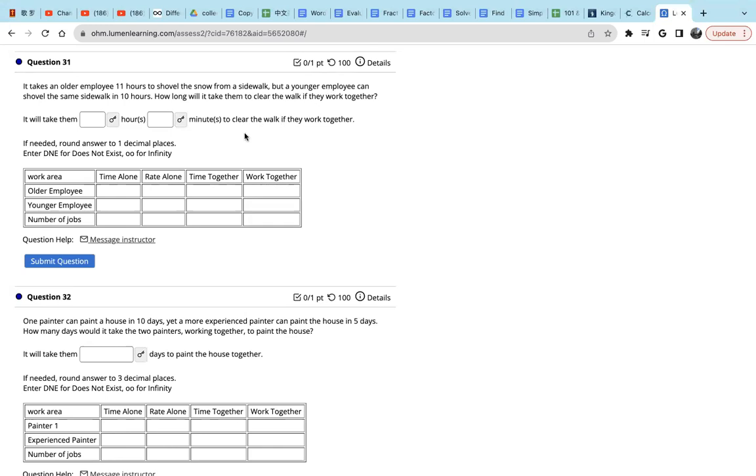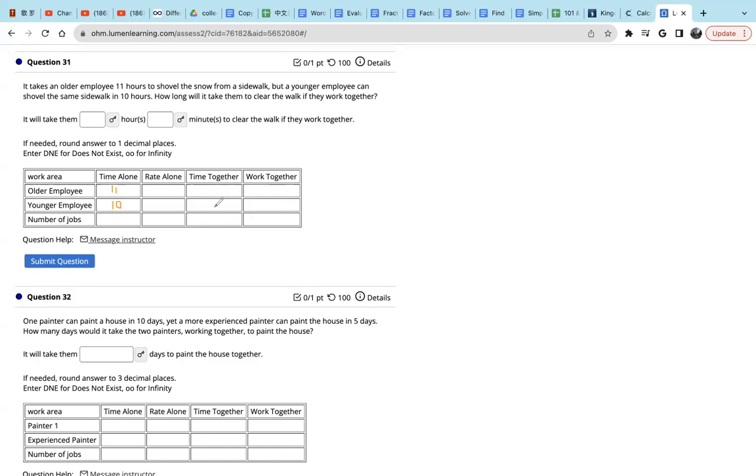So we write down some information. It takes an older employee 11 hours to shovel the snow from a sidewalk. So older employee here, time alone, 11 hours. But a younger employee can shovel the same sidewalk in 10 hours. So the younger one only needs 10 hours to finish it. How long will it take them to clear the walk if they work together?